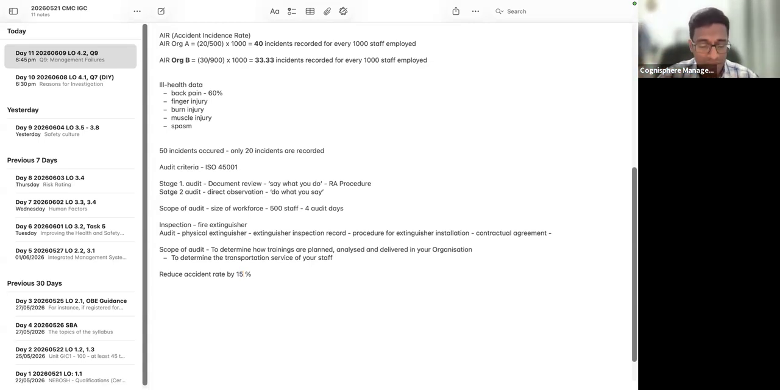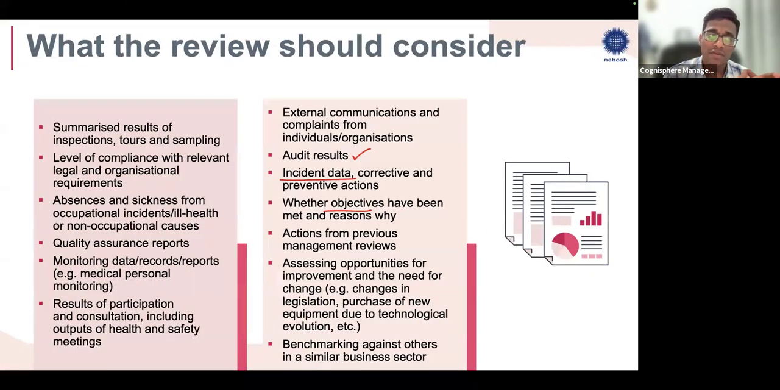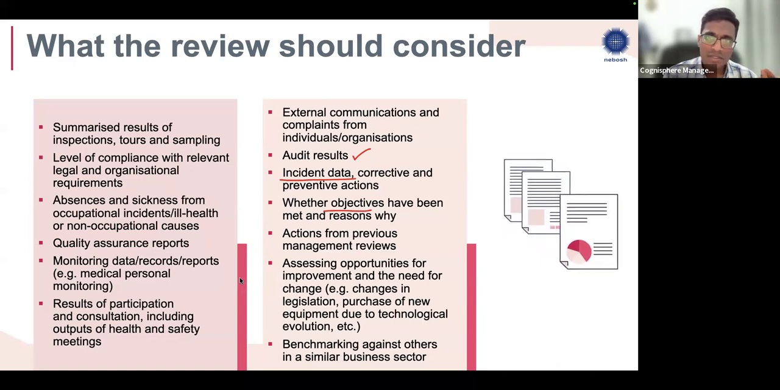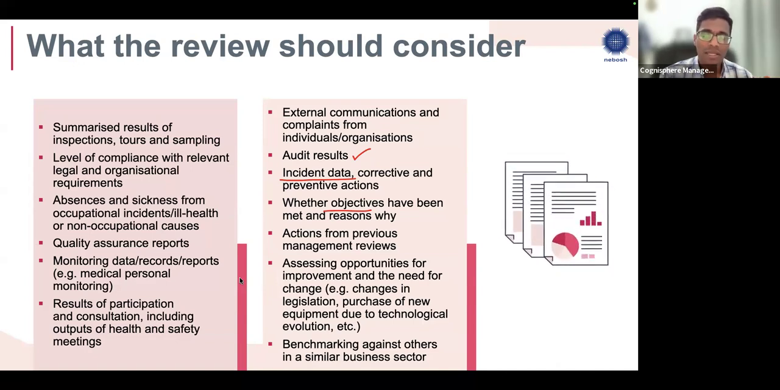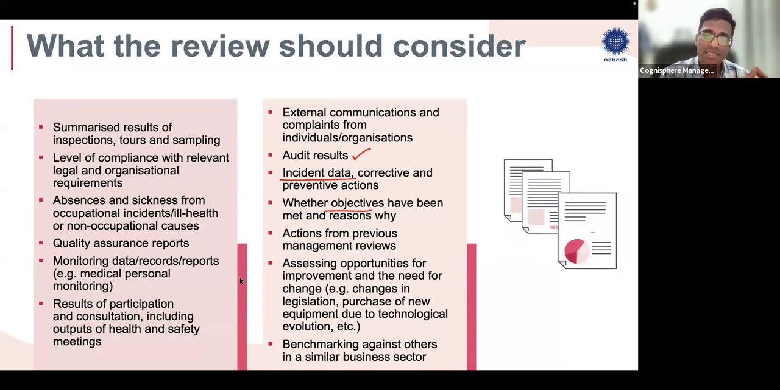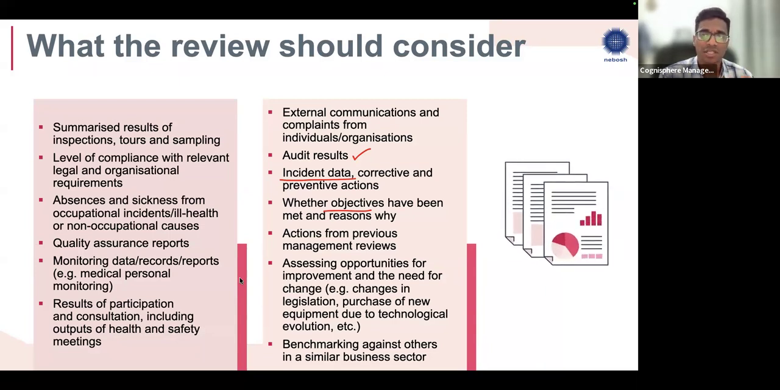If the set objective is not achieved, then you would find reasons why. Is it because my health and safety person in charge is not competent, or is it because the resources are not adequately allocated? Or is it because the arrangements for implementation have failed? So you will find reasons why the set objective is not achieved.